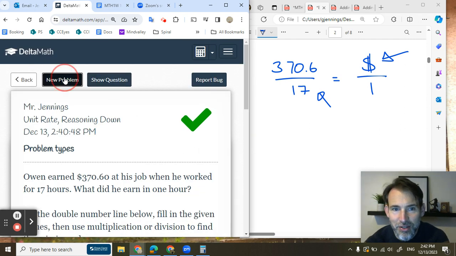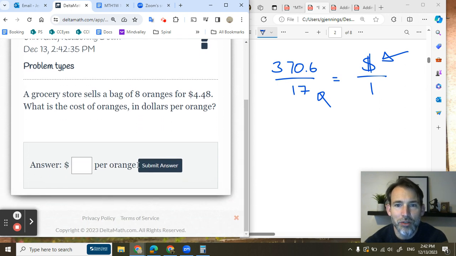Hooray! Let's do another. A grocery store sells a bag of 8 oranges for $4.48. What's the cost of oranges in dollars per orange? Okay, so here's how you do these. Again, we're going to find the unit rate, the cost for one orange.